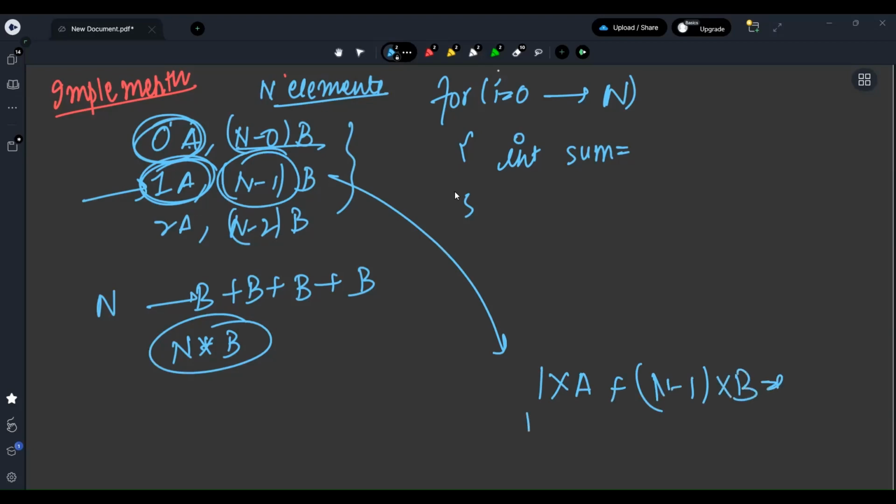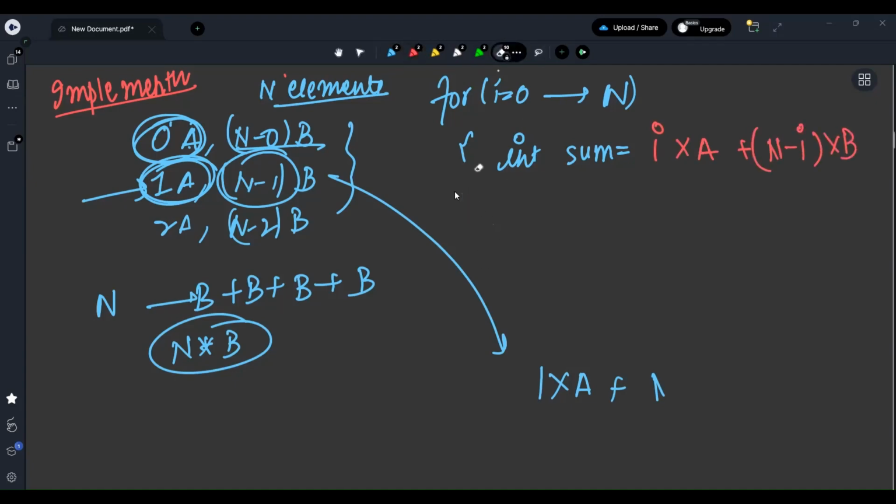This is the sum. Why? Because it is A plus B plus B plus B, n minus 1 times, so we just multiply n minus 1 into B. Okay, so this is the approach for how we can get these combinations. So the sum is equal to i into A plus n minus i into B. In this way, I will get the sum.